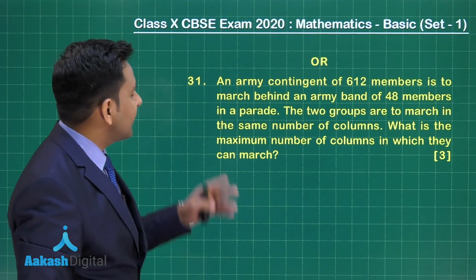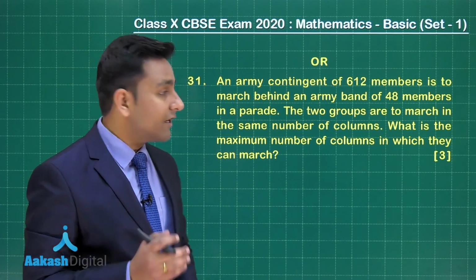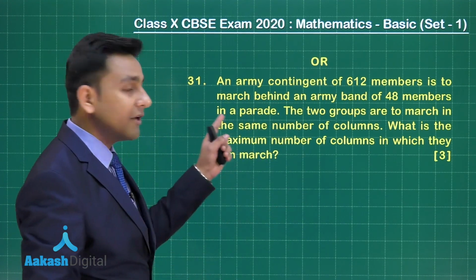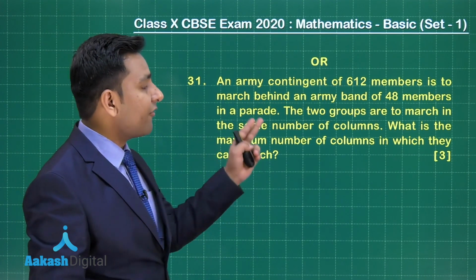So let's read this question. Here it is given that an army contingent of 612 members is to march behind an army band of 48 members in a parade. The two groups are to march in the same number of columns.